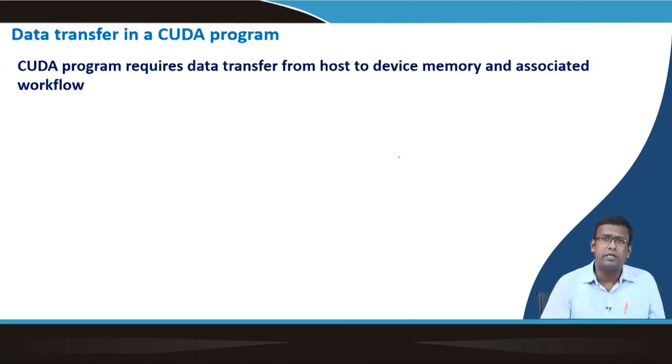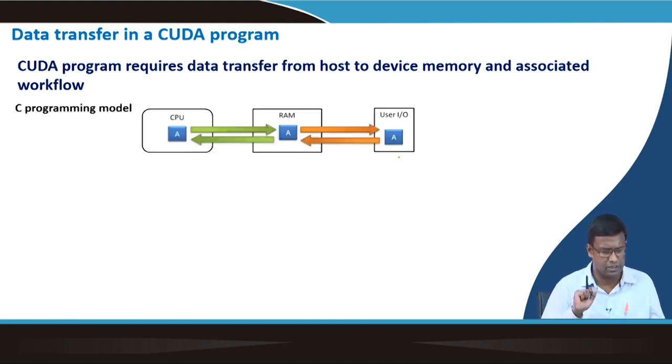A CUDA program requires data transfer from host to device and device to host, and the associated workflow, because the CPU cannot directly write to the GPU memory, or the GPU cannot write to the CPU memory. It has to be a data transfer. They are two different physical and virtual memory locations, therefore, there has to be a data transfer across these memory locations.